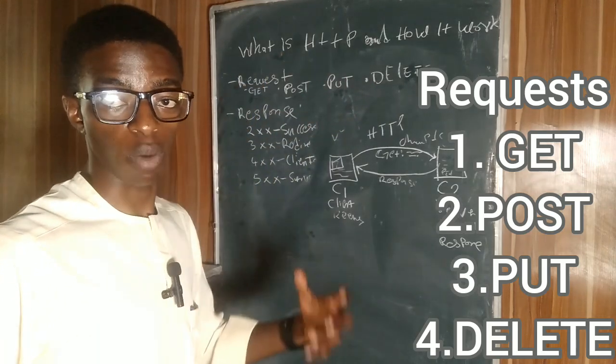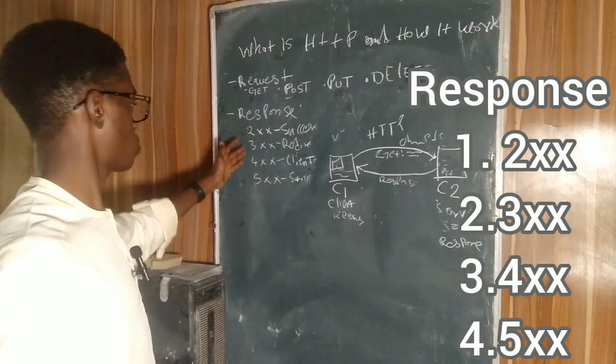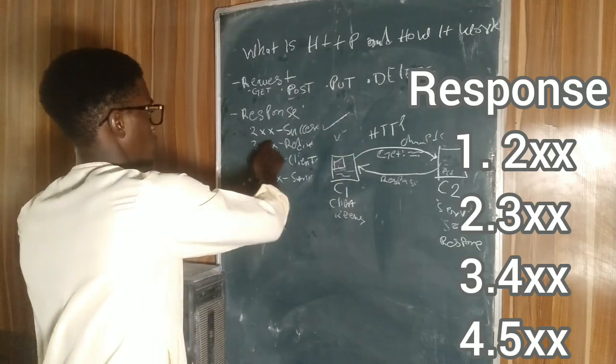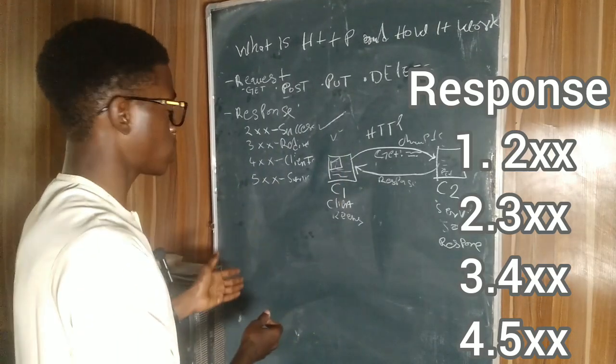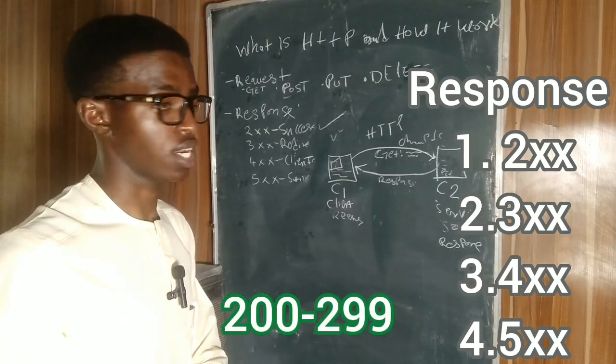So what kind of response are we going to get from a server? These are the responses we can get from a server. We can get a success response, which is in the range of 200 to 299.